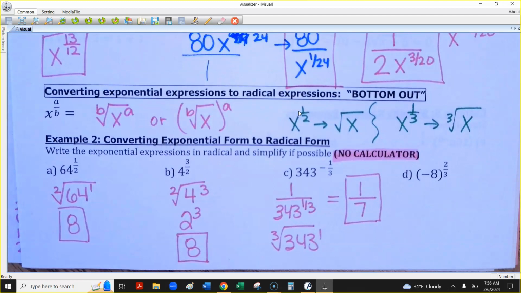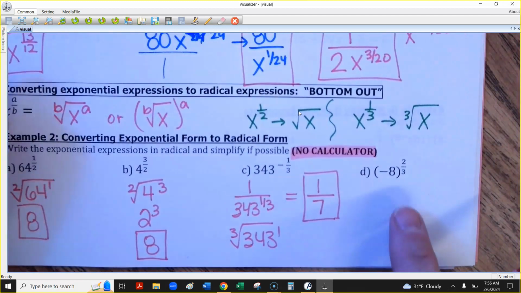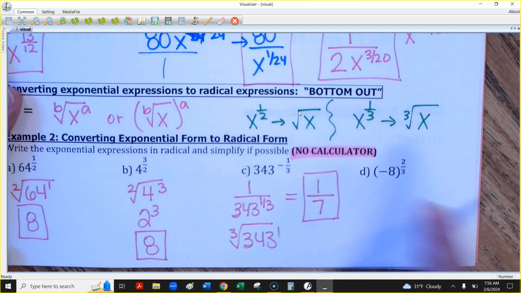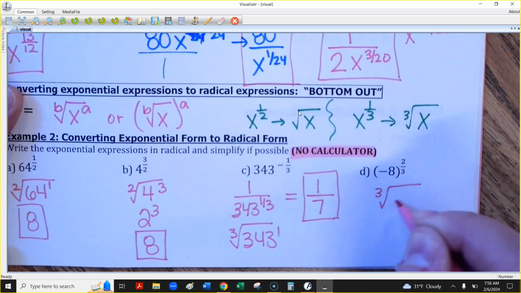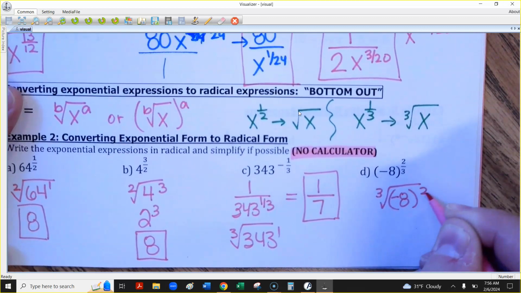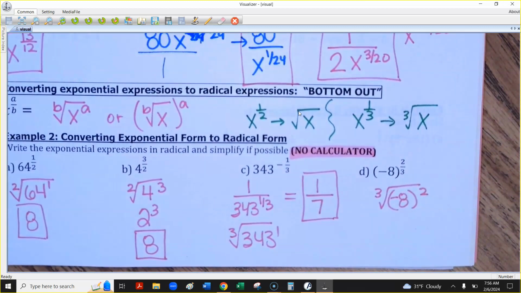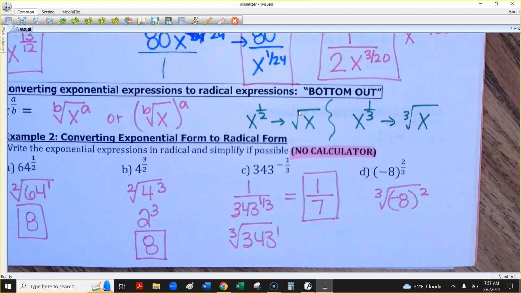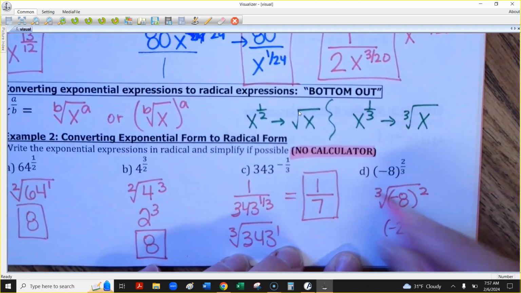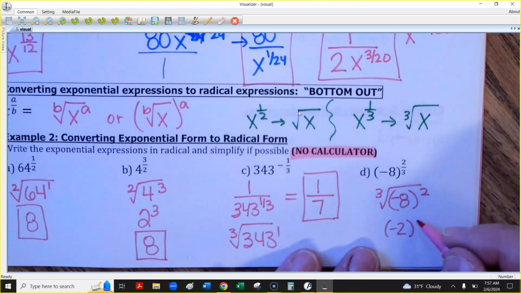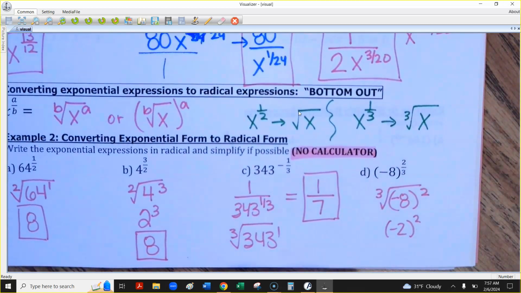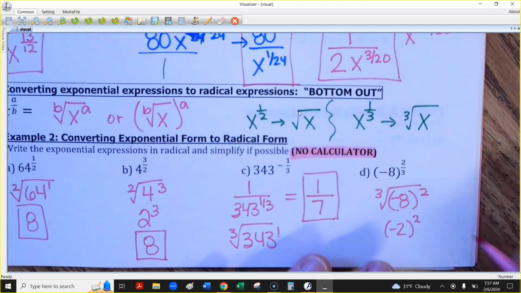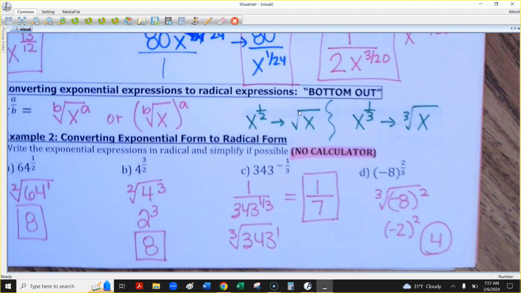Now this last one, I really want you to think about it. So I have negative 8 to the 2/3 power. I'm going to do the cube root of negative 8, and then I'm going to do that bottom out. So the denominator's 3, so that's going to become the index of my root. And then I'm going to square that. If I take the cube root of negative 8, we can do that, right? Cube root of negative 8 is going to be negative 2. I'm going to just take the root first and then do the exponent. What do you get when you square negative 2? Positive 4. The negative is going to cancel out there, so that last answer is 4.